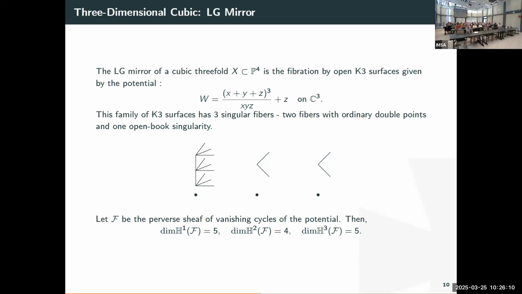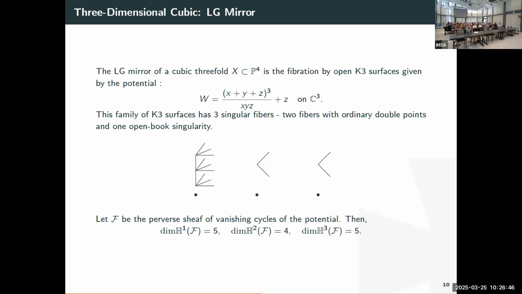Now, if you look at this Landau-Ginzburg model and analyze it, you see that it is a fibration of open K3 surfaces, and 3 of these fibers are singular. 2 of them have just ordinary double points as singularities, and 1 is an open configuration of 3 rational surfaces intersected in the perpendicular direction.